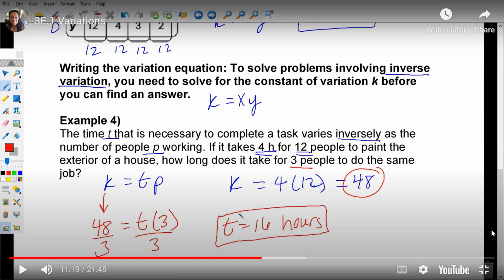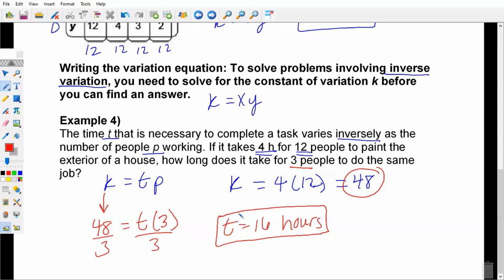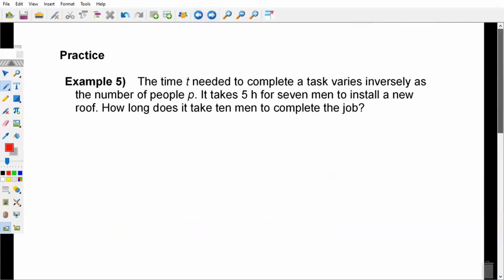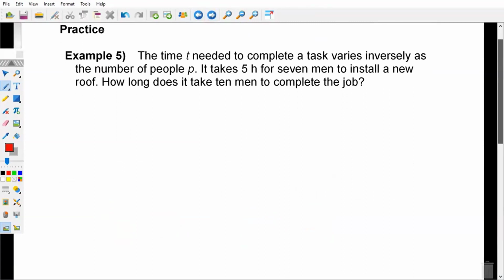All right, guess who's going to do example number 5? You are. You're so smart. What's going on? Okay, I'm right here. What happened? Okay. Step 2 is we're going to look for our K value.